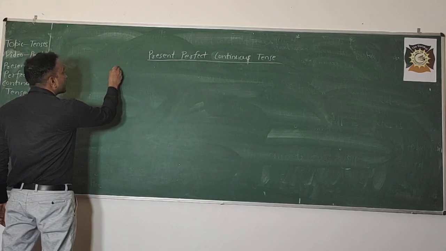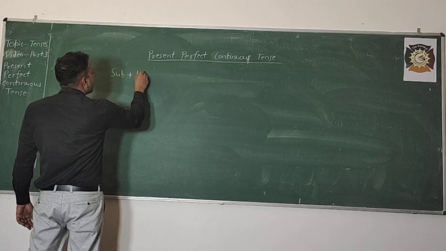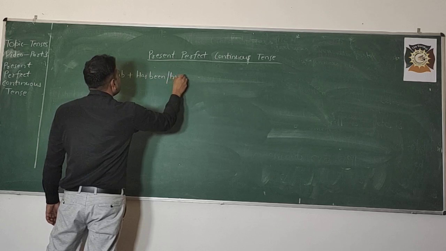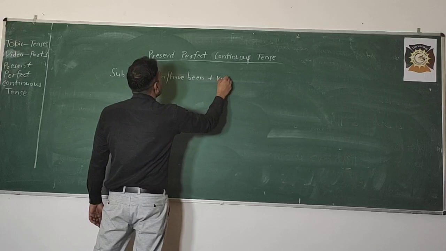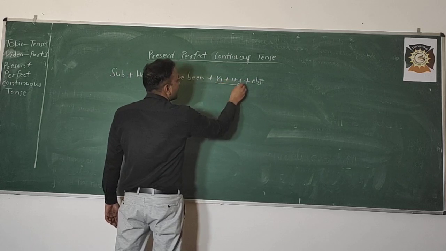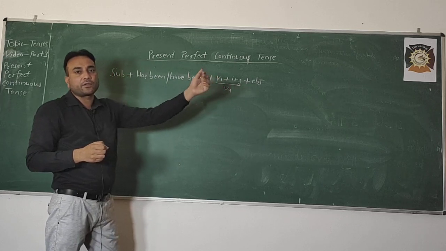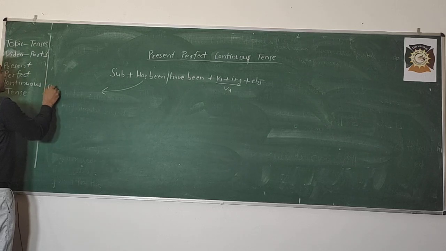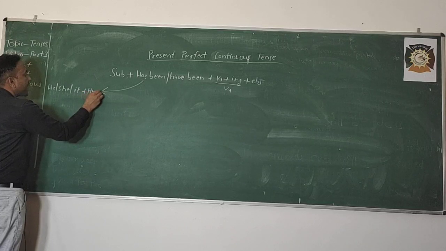So what's the structure formula of present perfect continuous tense? Subject plus has been or have been plus V1 plus ing plus object. We also call it V4. I have discussed it with you while discussing present continuous tense. So again we will go according to the subjects, with he, she, it plus any name plus any singular subject.